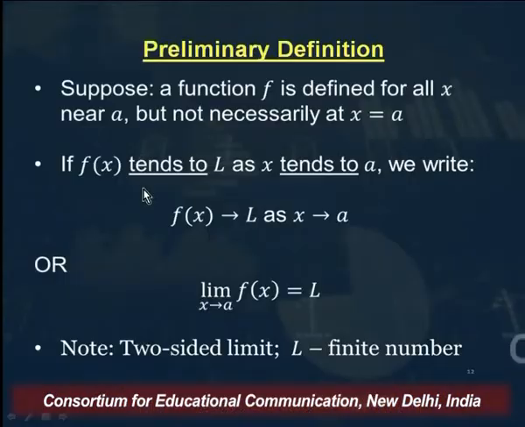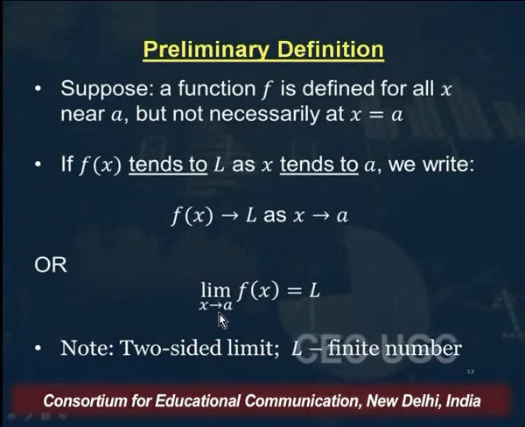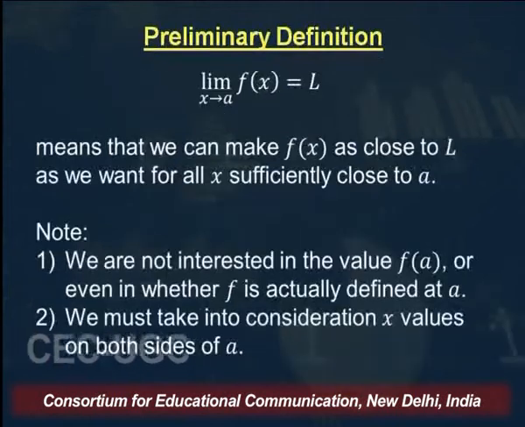And if we have a situation where the function f of x tends to the number L, a finite number L, as x tends to a, then we write that the limit of the function as x tends to a is this number L. Okay, the limiting value is L. Note here that L has to be a finite number, a fixed numerical number. And also what we are talking about here is a two-sided limit, because we have to take into consideration values of x from both sides of a, as we did in the first two examples.